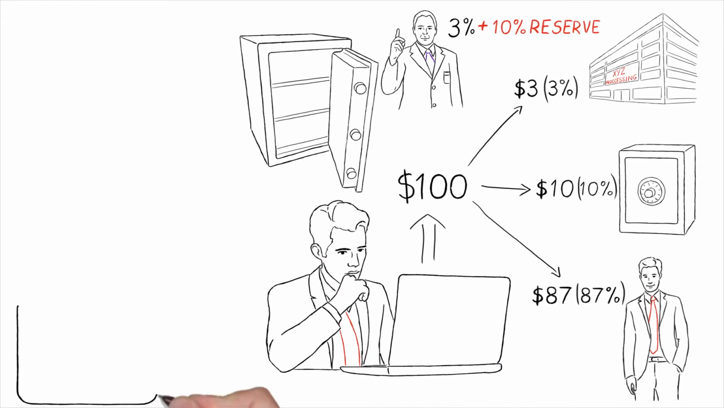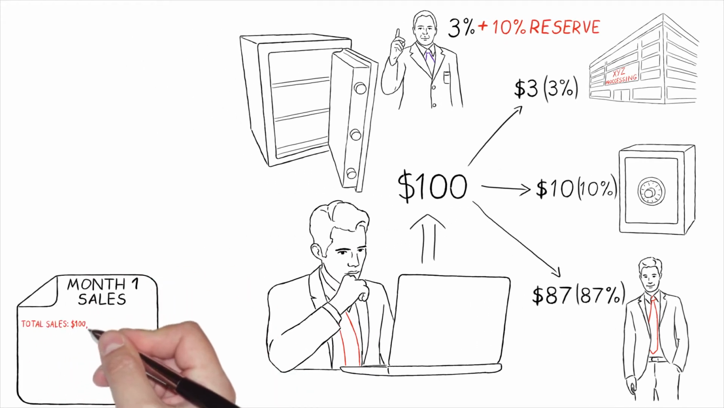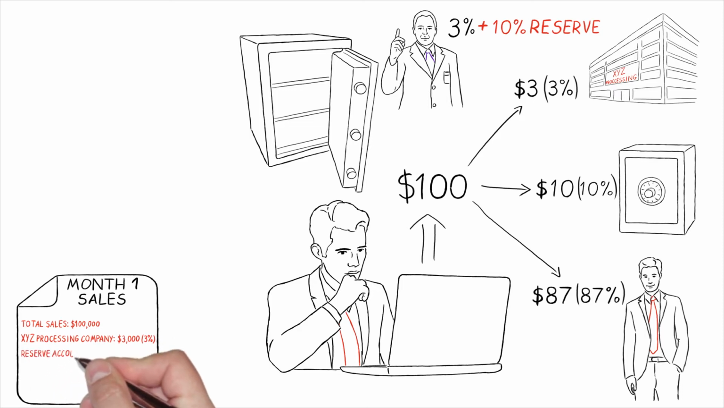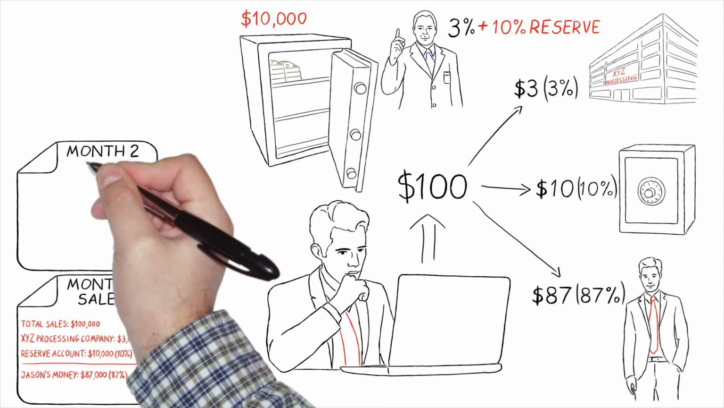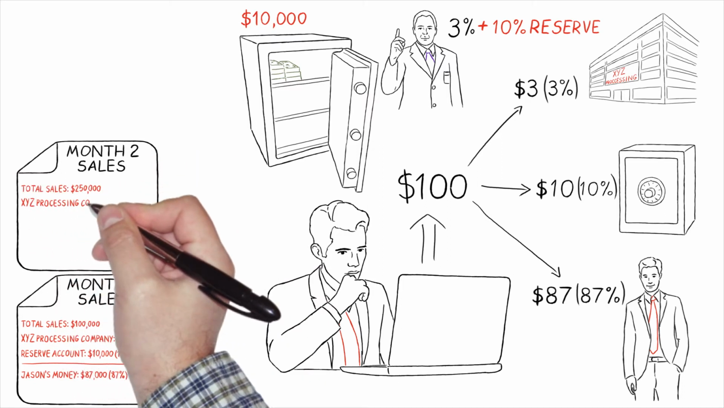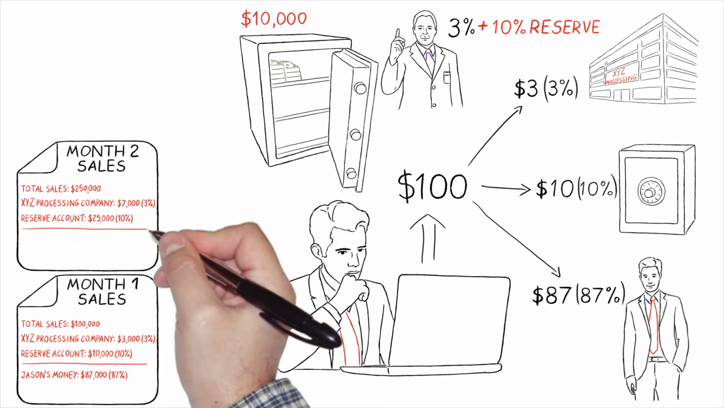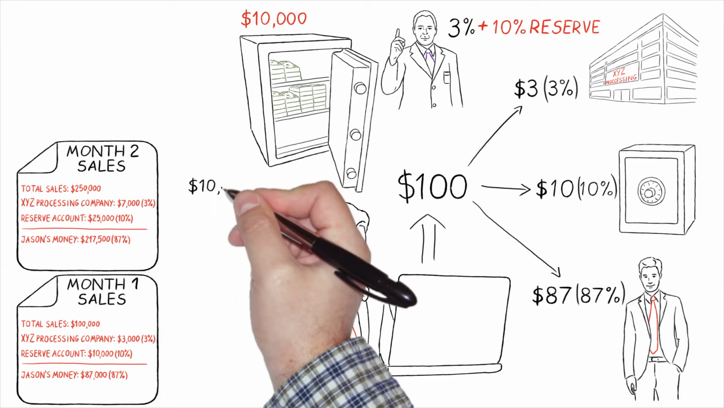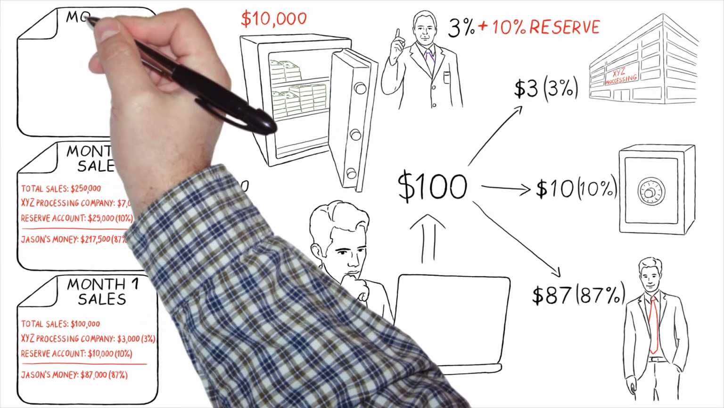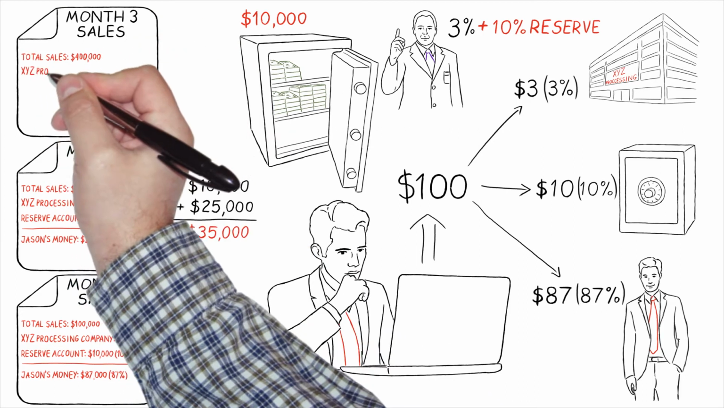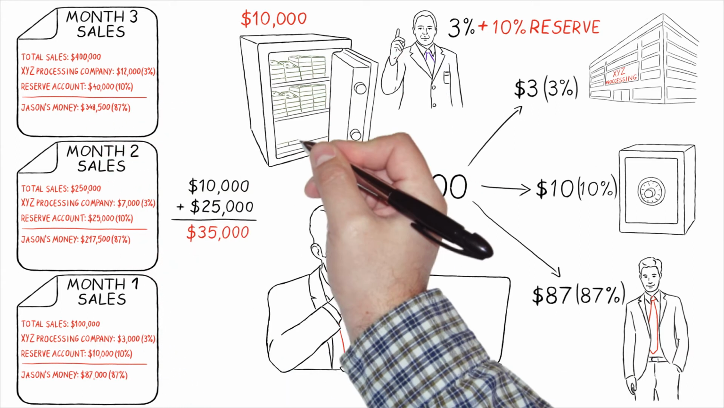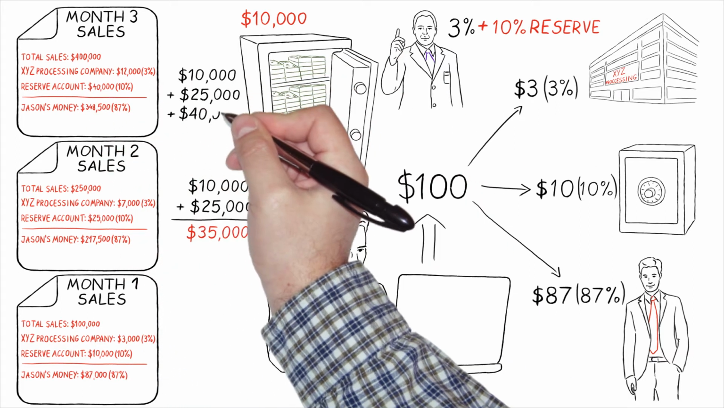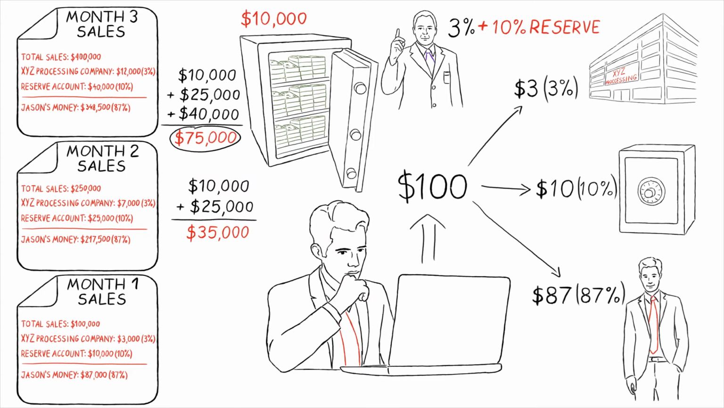You can see how that reserve account can grow quite quickly if Jason is selling a lot of watches. Say he sells $100,000 worth of watches in month 1. He'll have $10,000 in his reserve account. Say month 2, he sells $250,000 in watches. He just added another $25,000 to his reserve account. Month 3, he sells $400,000 in watches, adding another $40,000 to his reserve account. He now has $75,000 of his money being held in reserve by the credit card processing company.